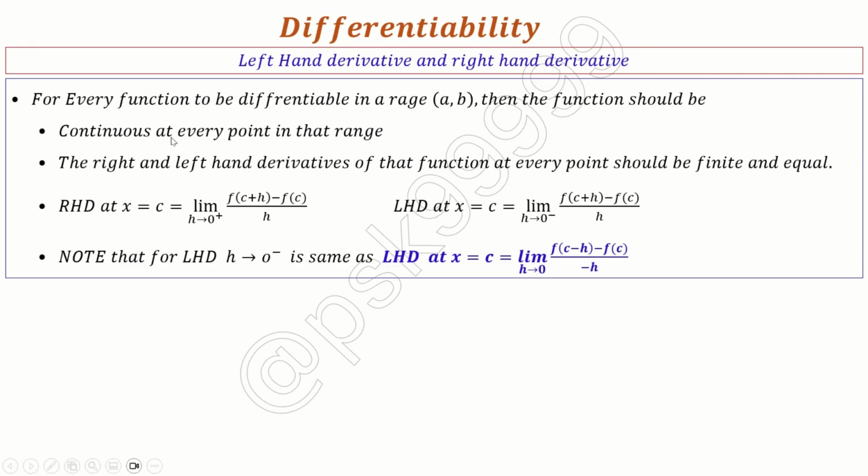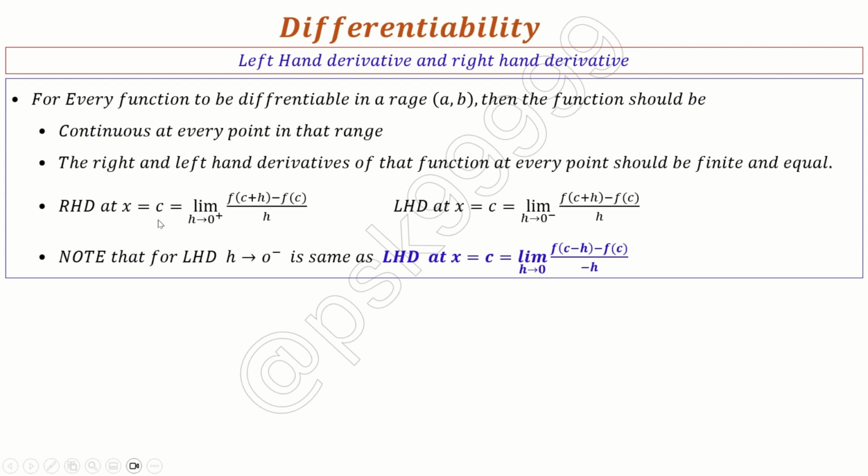Most of us will miss this point actually. We directly go and differentiate, but if the function is not continuous, then there is no point in differentiating at that point. Then the left hand and right hand derivatives of that function at every point should be finite and equal.